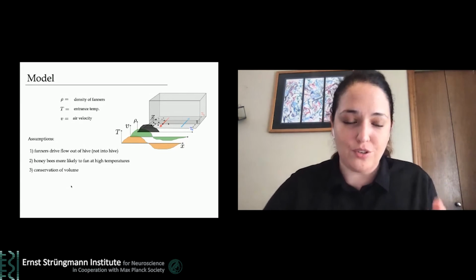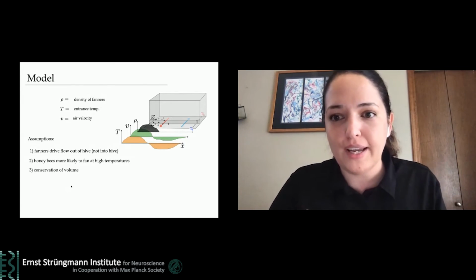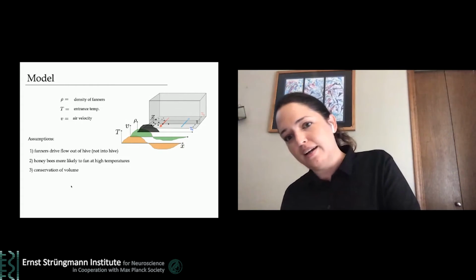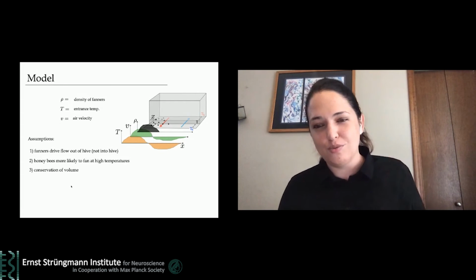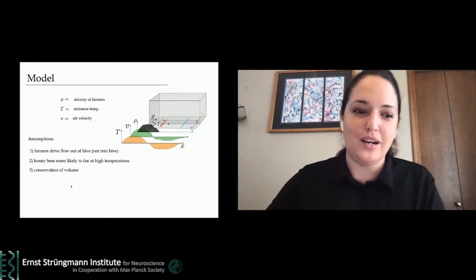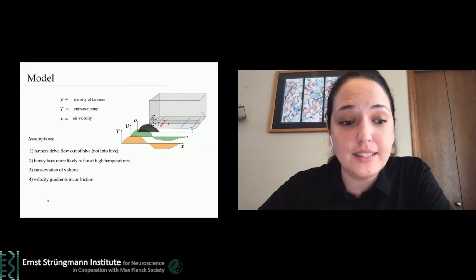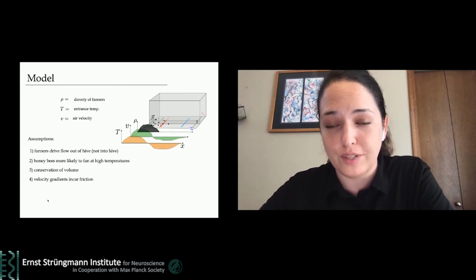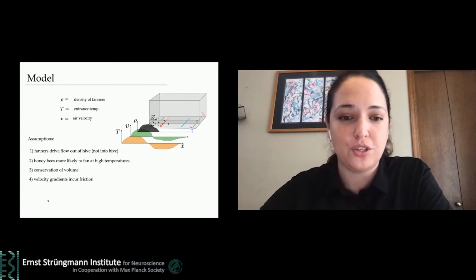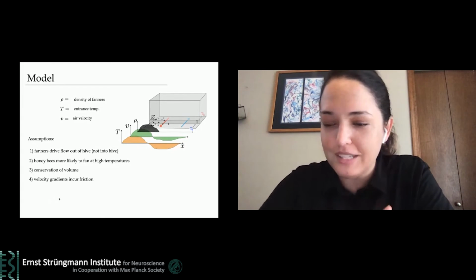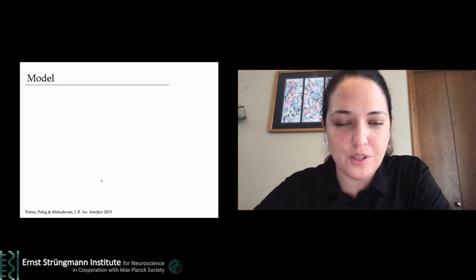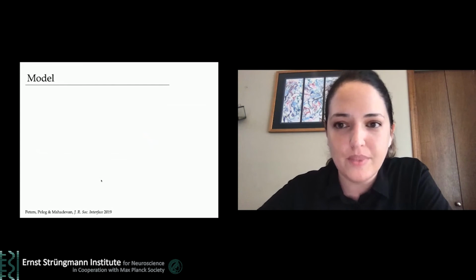Third is conservation of volume that I already mentioned. For any cube of air that comes out of the hive, there's going to have to be a cube of air coming into the hive to conserve the volume. And then finally, velocity gradients and friction, which I already mentioned a few slides ago. So these are all the assumptions in words, and now I'm going to put this in mathematical form. So we have a couple of equations.